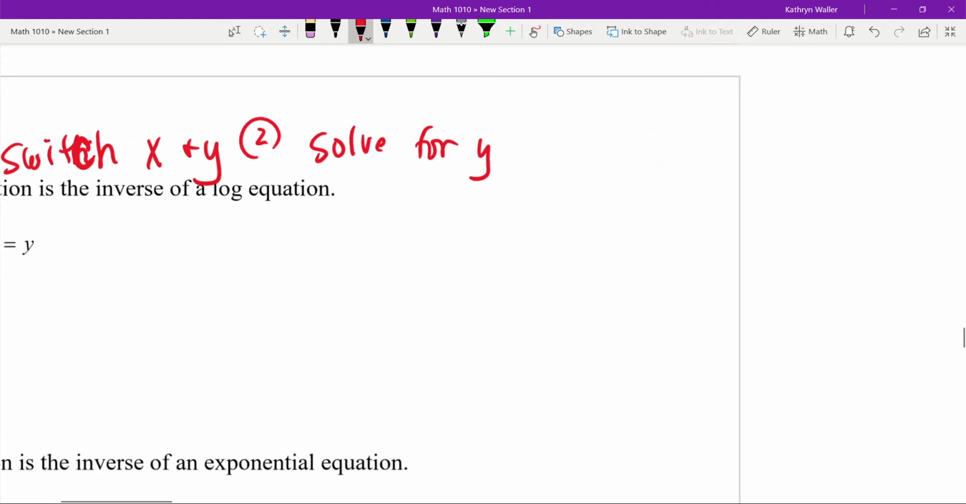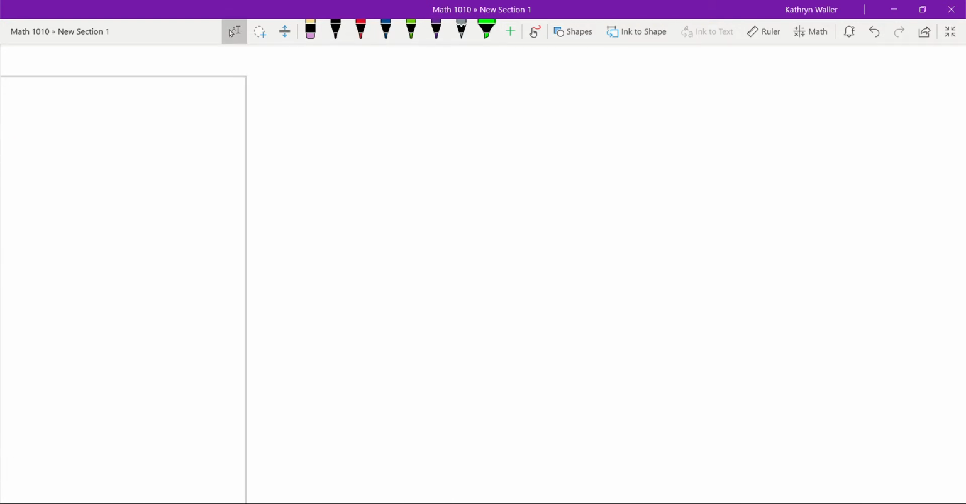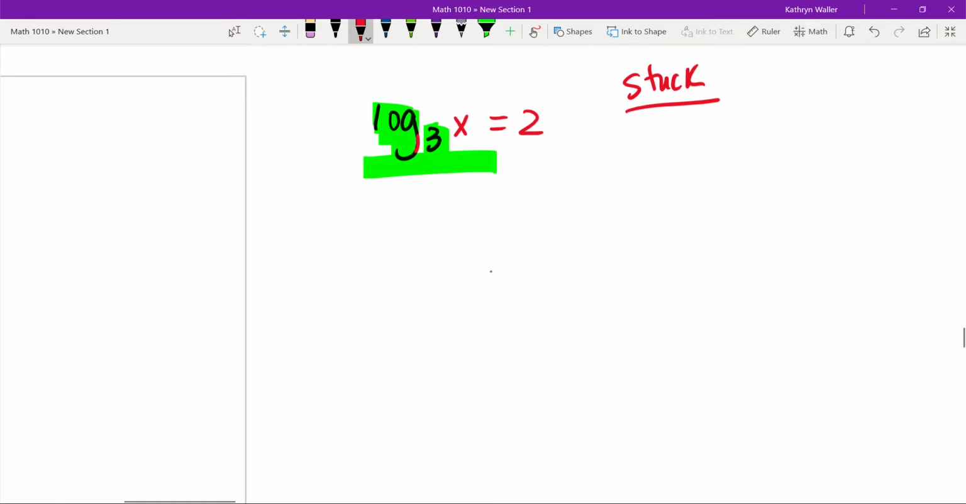I want to talk to you about something. You have to understand this to be able to do this problem. Everybody look right here. Log base 3 of x equals 2. Stuck means the log is alone on whatever side of the equal sign it's in. So see this log? Do you see this 3? The 3 is part of the log. Some people think that you can divide by 3 right here to get rid of the 3. They're like, oh, I'm just going to divide by 3 and the 3's go away. You can't do that.